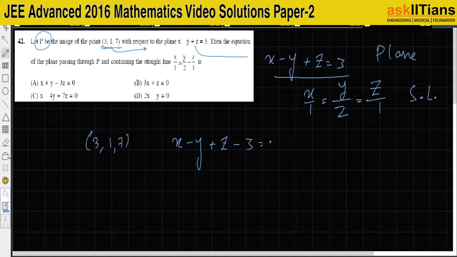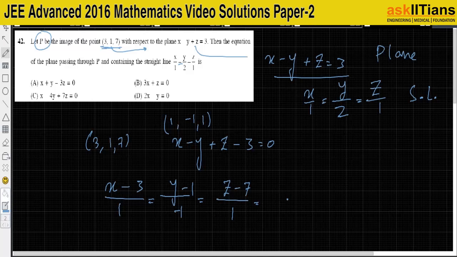Take everything towards the left side, and then what is the formula? The formula is (x minus 3), here I write (y minus 1), so use the point, right? And (z minus 7) divided by this 1, minus 1 and 1. What is normal to the plane? Normal to the plane is 1, minus 1, 1, and this equals minus 2 times.